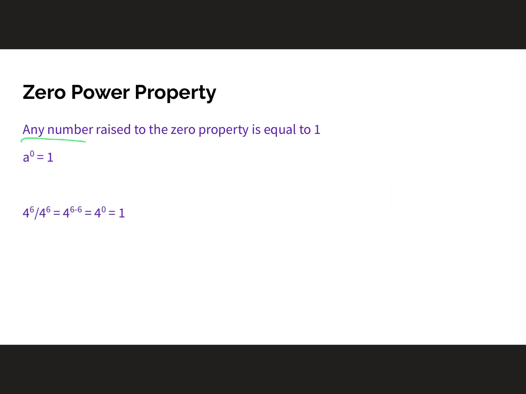Any number raised to the 0 power is equal to 1. It doesn't matter what the base is. If the power is 0, it equals 1. You see here we have 4 to the 6th divided by 4 to the 6th gives us 4 to the 6 minus 6, which is 4 to the 0, which is 1. So anytime you have a number raised to the 0 power, it just becomes 1.